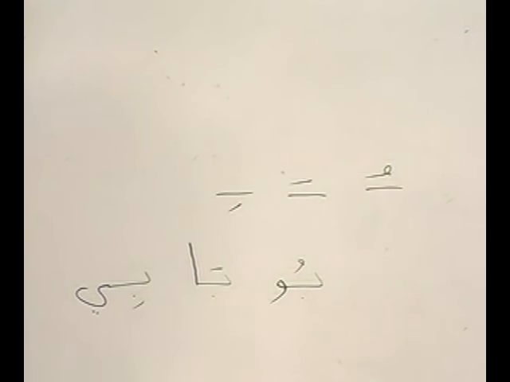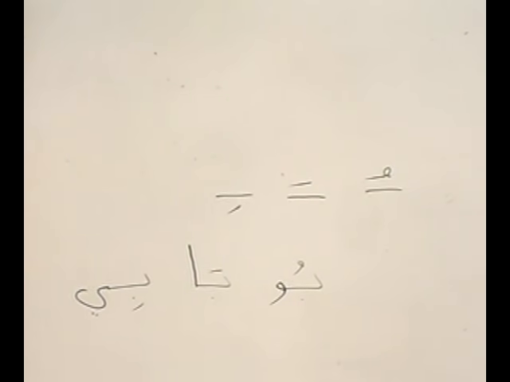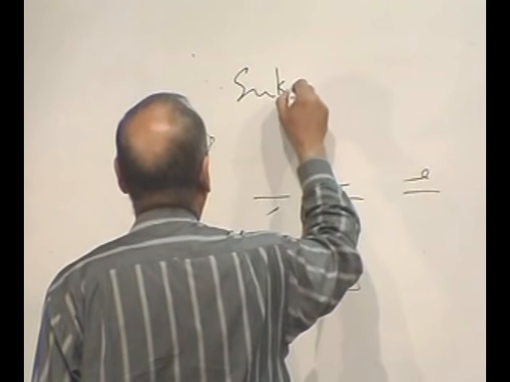Are you with me? Now, there are 3 vowel signs. Dhamma, Fatha, and Kasra only. And there is a 4th thing we must understand, and it is called Sukun.